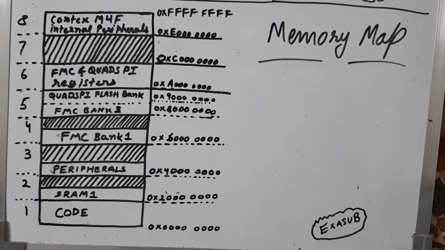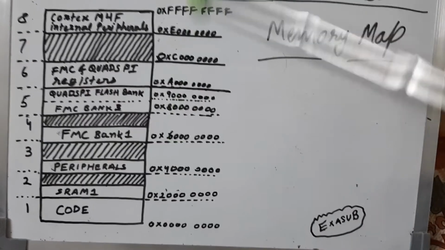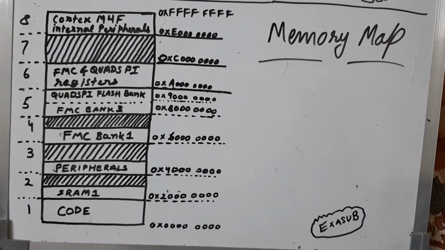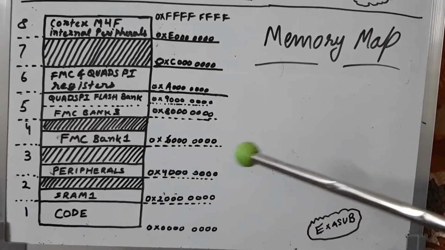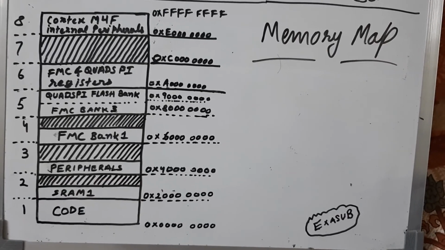So a total of 4 gigabytes is allocated in this way. This is a general overview. A detailed map is available inside the reference manual.